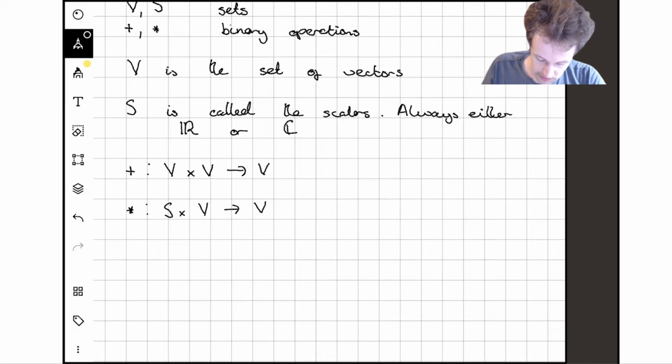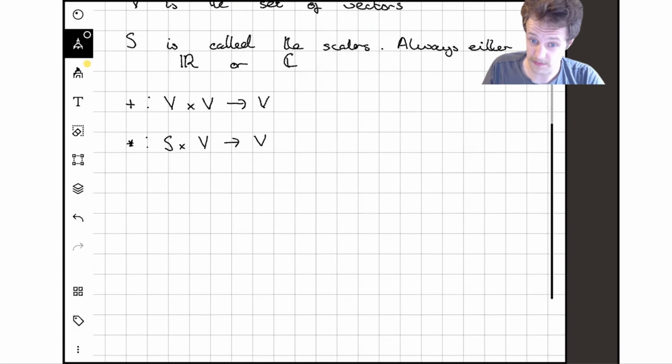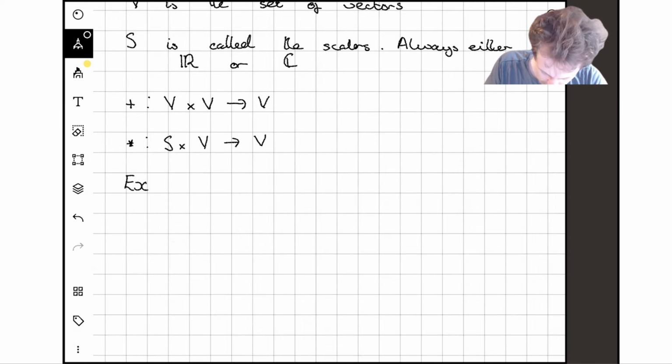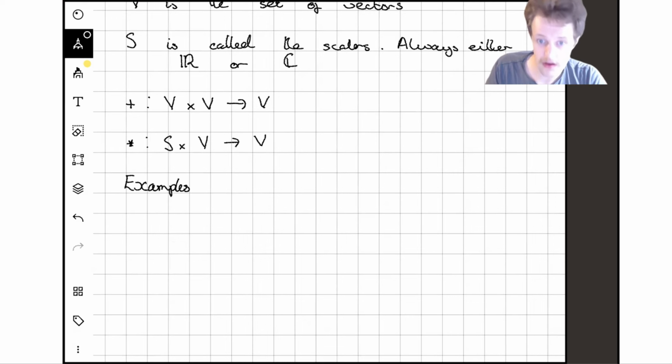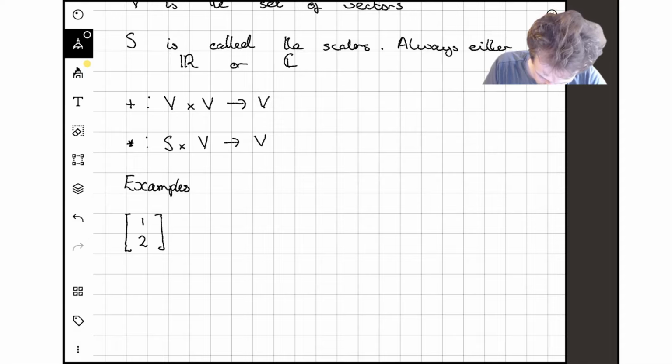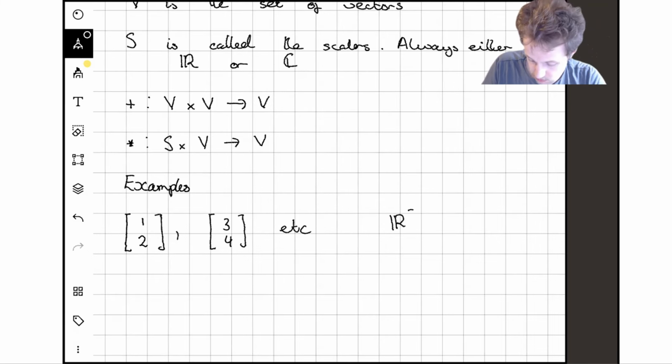Now, these do have to obey some special properties, but before we talk about that, let's just talk about some simple examples that you might have seen before. So, one simple example of vectors are just columns of two numbers, say 1, 2, or 3, 4. And these form a vector space we call R2, where V are these columns that we call R2.